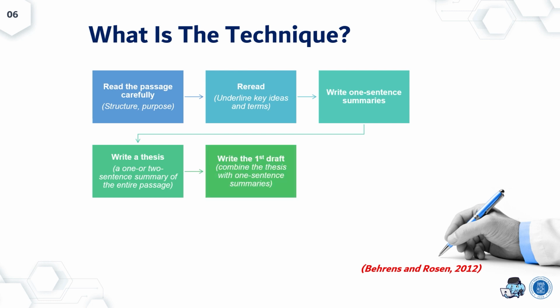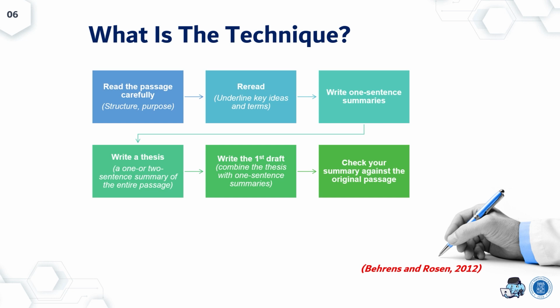After writing the thesis, write the first draft. You can combine the thesis with 1 sentence summary, or you make a list of 1 sentence summary. And then you can also eliminate the repetition here and eliminate less important information or add some details if it is important. After you write the first draft, you can check your summary against the original passage. You have to make your own summary different because you have to state it in your own words. Please make sure that your summary has different wording compared to the original one.